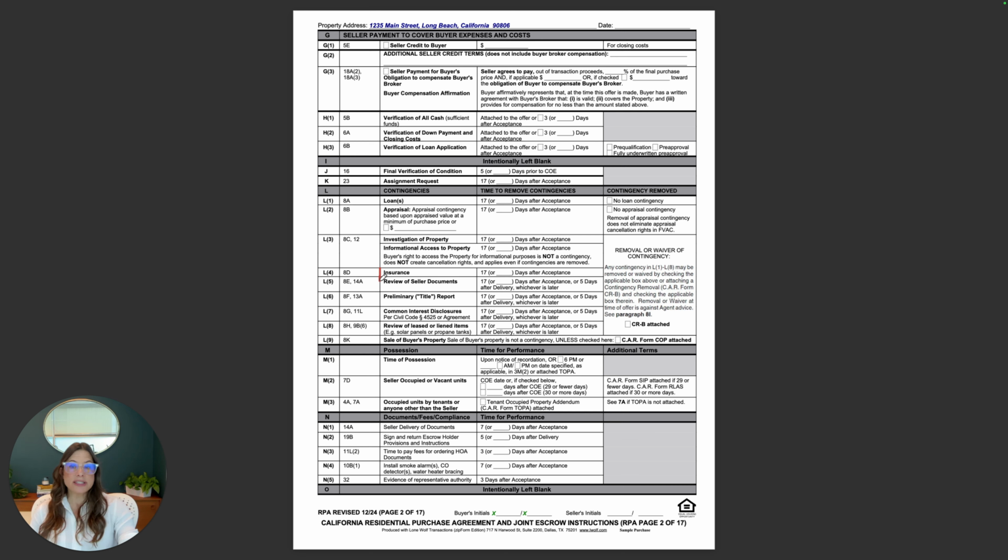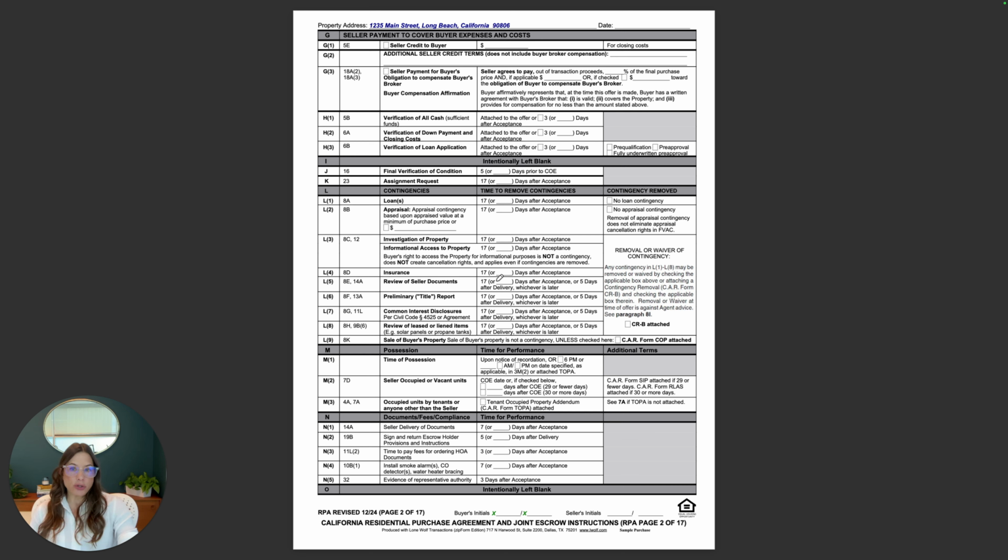So insurance, this is a new one. Now you have a contingency for insurance that says, hey, I've determined that I can get homeowner's insurance on this property, because insurance is becoming a more difficult thing to obtain. We typically write this at 14 days.